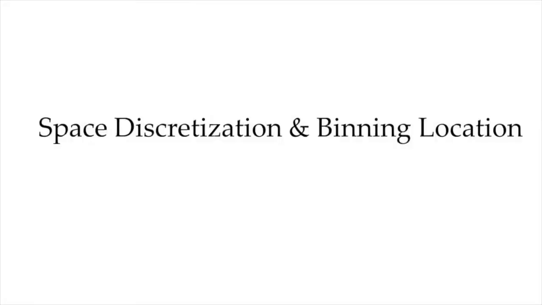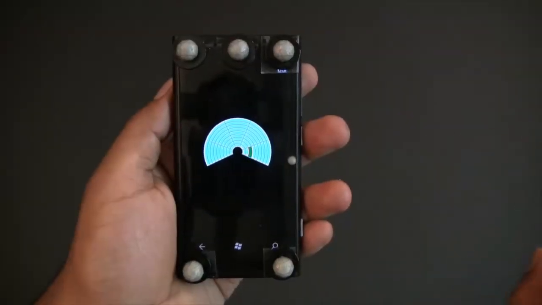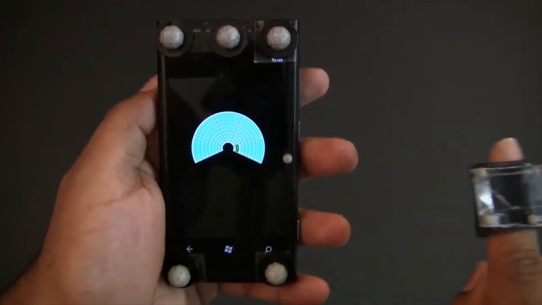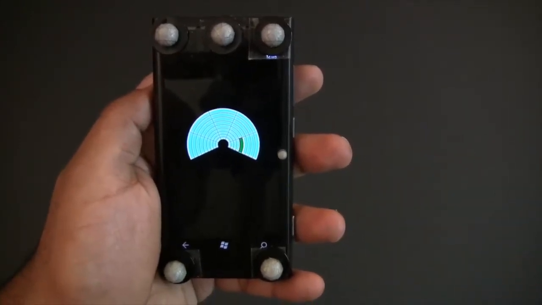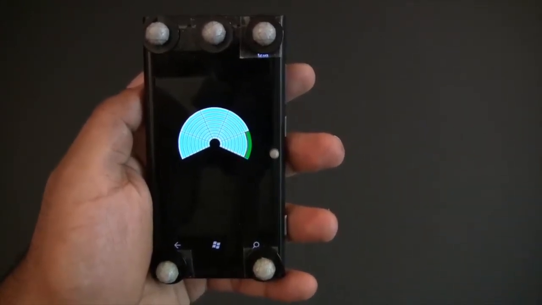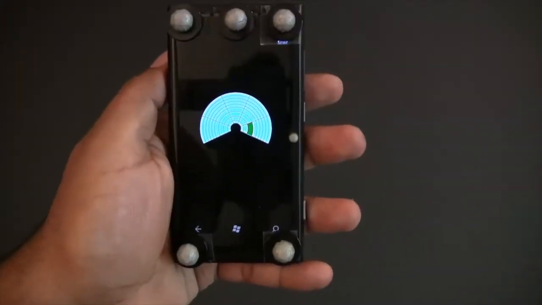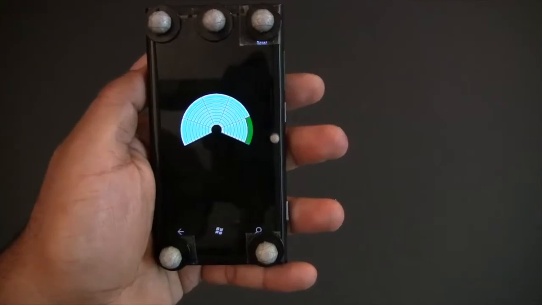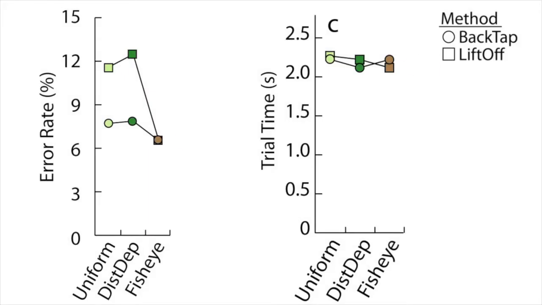We further investigate different space discretization techniques and binning locations. With the uniform discretization, the available space was divided into equally sized bins. In the distance-dependent discretization, the sizes of the bins were gradually increased from the inner cells to the outer cells. Fisheye was designed to provide more space to the currently selected item. We observe that the fisheye discretization equalized error rates and trial times across target distances.